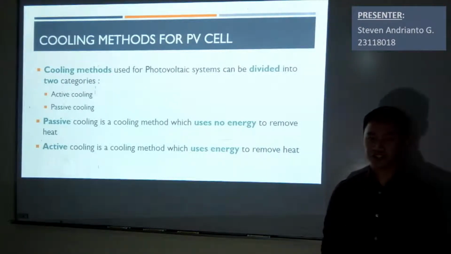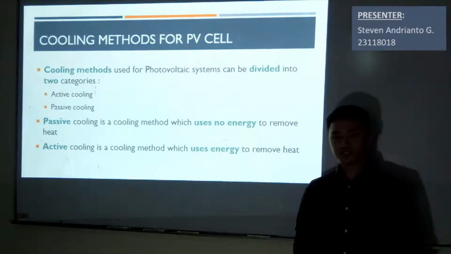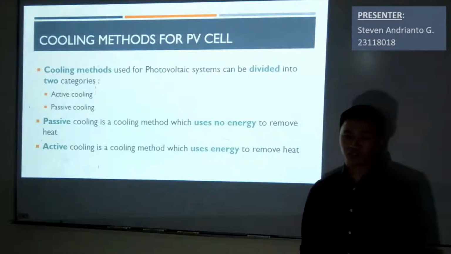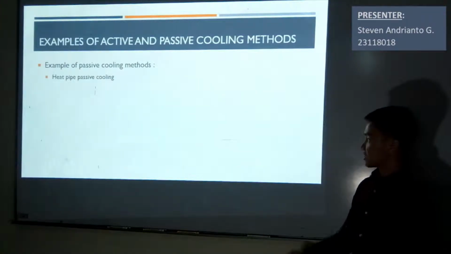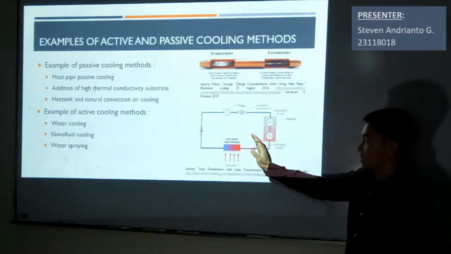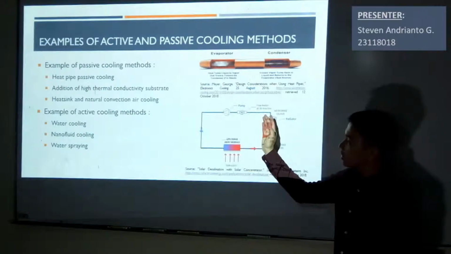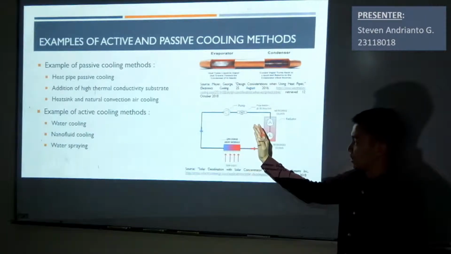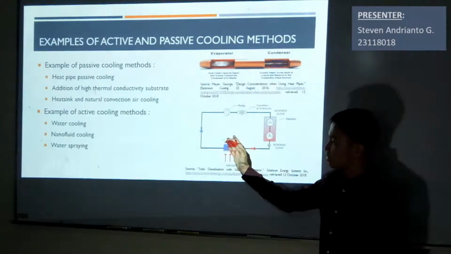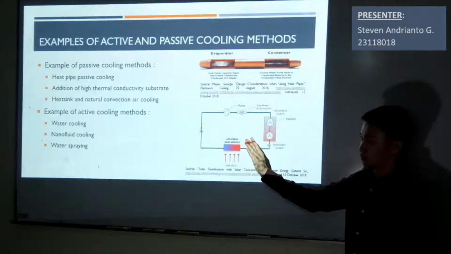This is due to the difference of heat transfer mode between the two. Passive cooling method uses natural convection while the active cooling method uses forced convection. These are some of the examples of the active and passive cooling method. Heat pipe passive cooling, addition of thermal conductivity substrate, heatsink, and natural convection air cooling are examples of passive cooling, while water cooling, nanofluid cooling, and water spraying are examples of active cooling method.